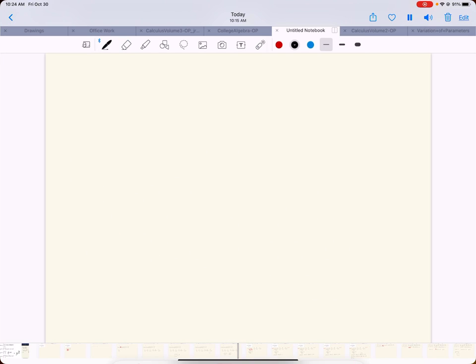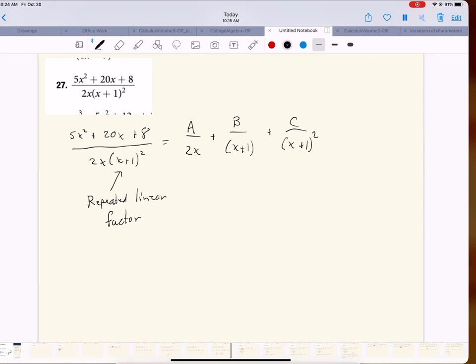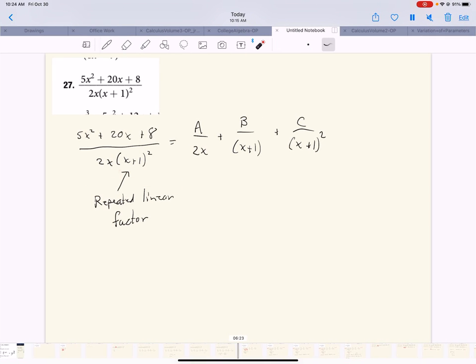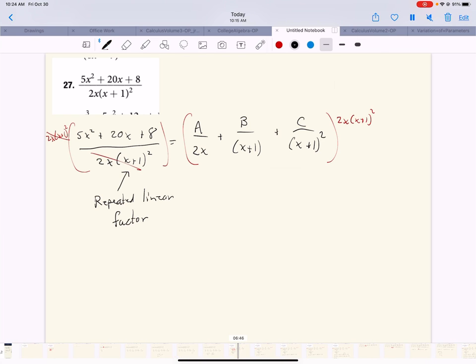So now we're going back to the other page. Now we just proceed as normal. What we're going to do is clear the denominator, so I multiply both sides. On the left side, everything cancels, and we just get the numerator.